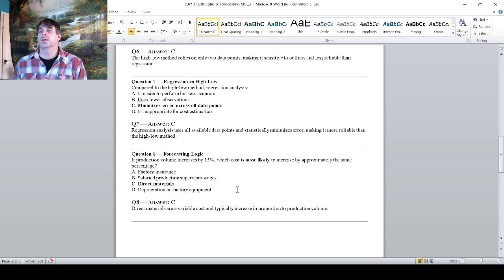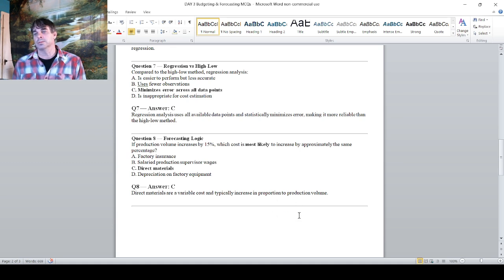Question 8, forecasting logic. If production volume increases by 15%, which cost is most likely to increase by approximately the same percentage? And the answer is direct materials. Direct materials are variable costs and typically increase in proportion to production volume.